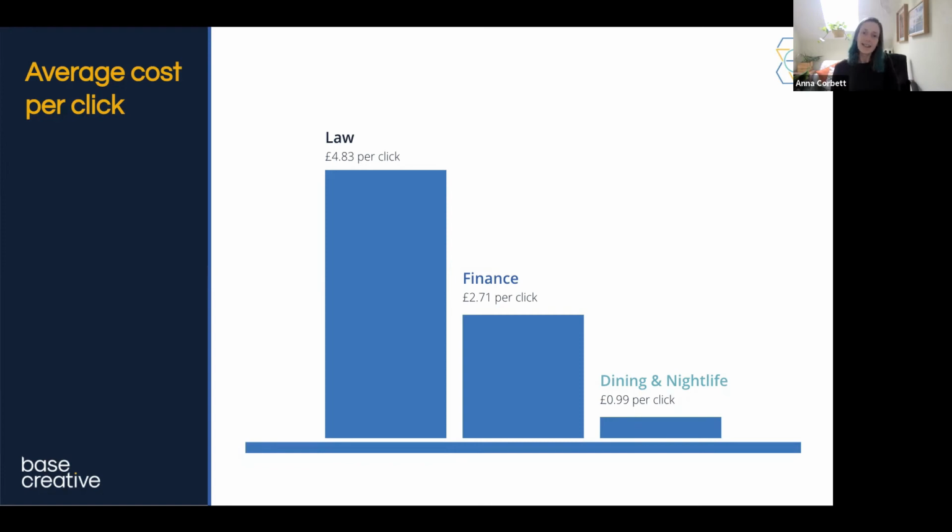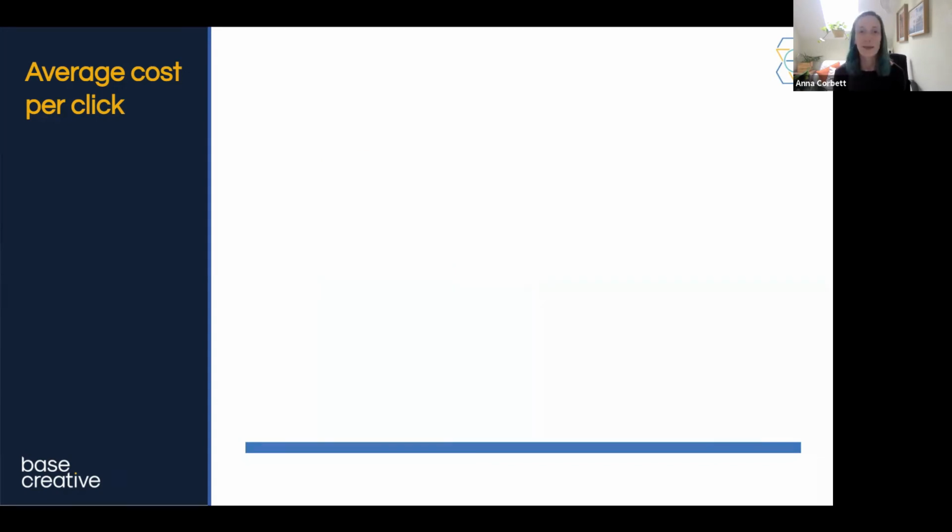Now, why is that? Why is the law sector the most expensive, for example? Well, if you're thinking about it, it comes down to the return on investment that you can expect. So what you might be willing to spend on a potential client is very different from what a Deliveroo might pay for your next takeaway. So yeah, that's why it's so expensive.